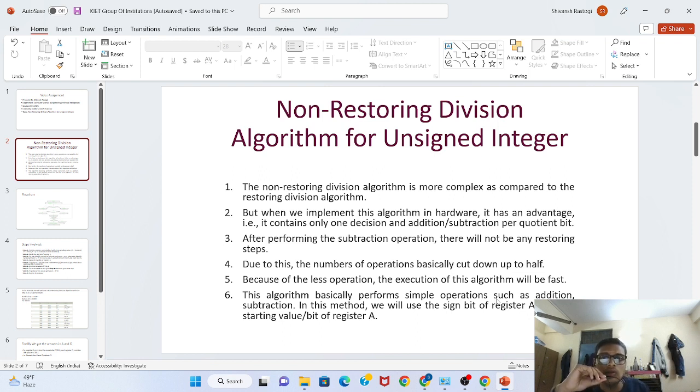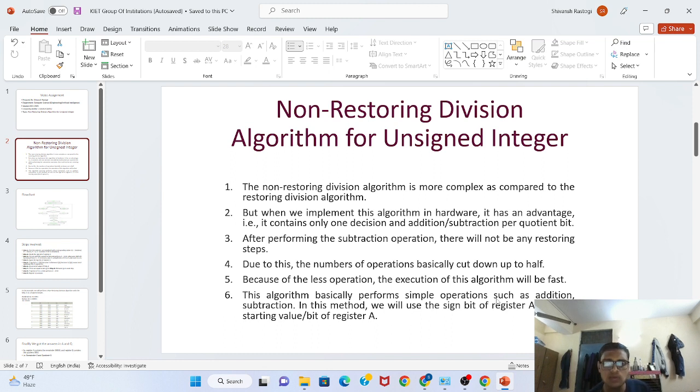So implementing the non-restoring division algorithm for unsigned integers is an easier task in hardware compared to the restoring division algorithm, because it contains only one decision bit and an addition and/or subtraction operation per quotient bit. After performing the subtraction there will not be any restoring steps. So we do not have to perform any restoring steps, due to which the number of steps is cut down to half. Because of fewer operations, the execution of this algorithm will be fast.